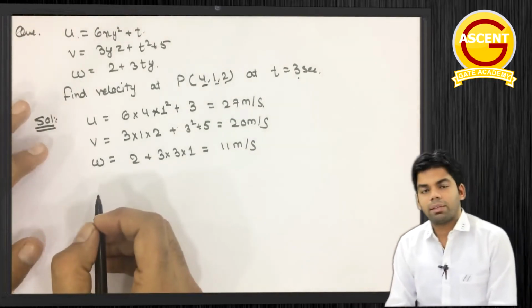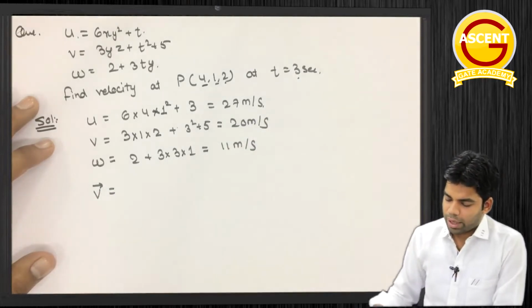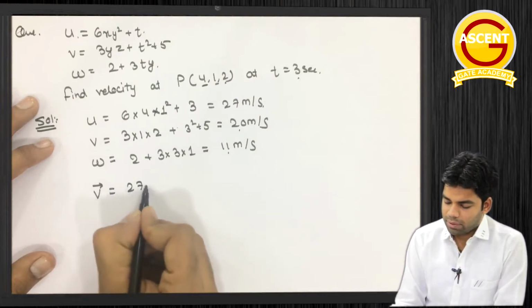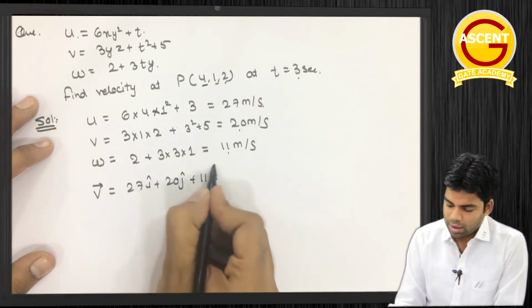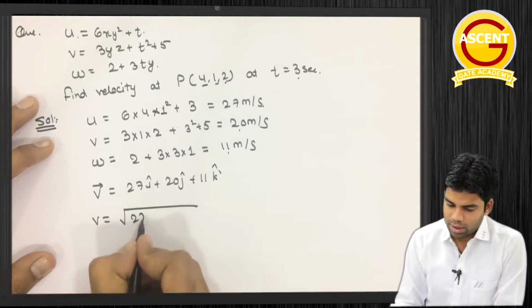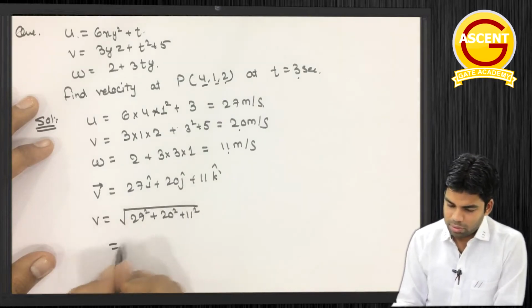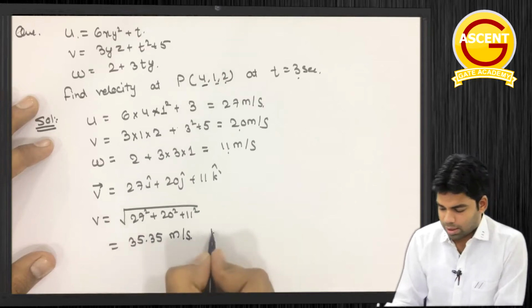Now how can we determine the velocity at point P? The velocity vector here will be equal to u i cap plus v j cap plus w k cap. So this will be 27 i cap plus 20 j cap plus 11 k cap, or you can say the velocity V is equal to the square root of 27 square plus 20 square plus 11 square. So this will be equal to 35.35 meter per second. This is the answer.